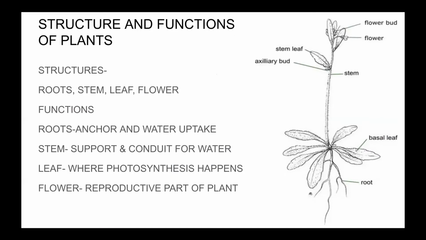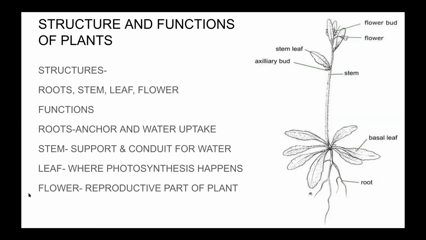So let's very briefly talk about structure and function of plants. Let's talk about some simple structures: the root, stem, leaf, and flower. The function of the root is to anchor the plant and to enable water uptake. The stem is to support the plant, and it's also a conduit for water and glucose. The leaf is where photosynthesis happens. This is where the plant makes the glucose and also releases oxygen as a waste gas. We need that oxygen. And the flower is the reproductive part of the plant.